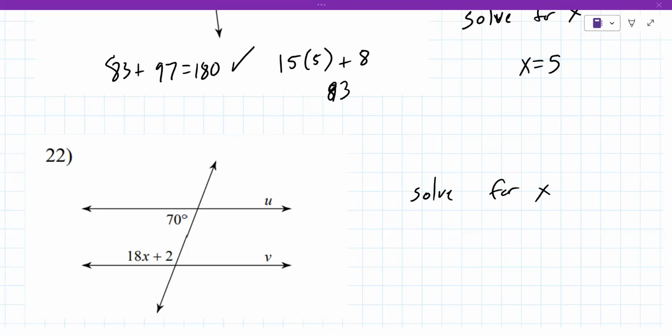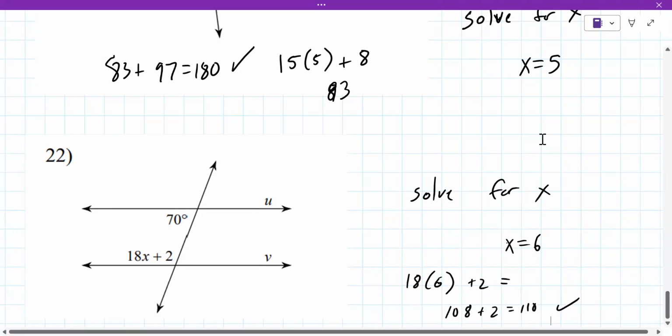X equals 6. X equals 6. Yeah. All right, so that means 18 times 6 plus 2. 18 times 6 is 108 plus 2 is 110. That does work. Good. All right. Well done on that.